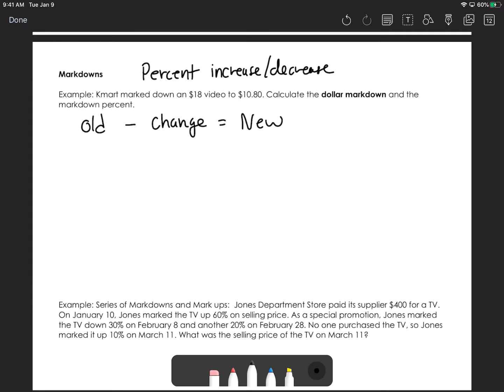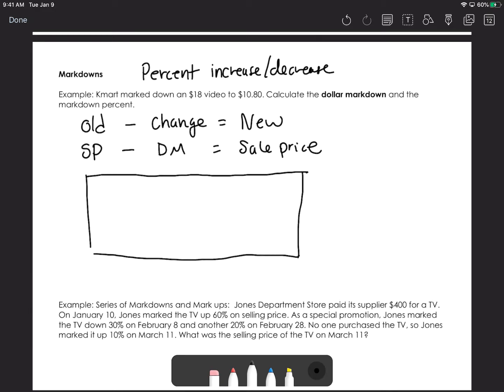When we're talking about markdowns, we're specifically talking about the selling price, then you subtract the dollar markdown, I'll label it DM, and then we would get the sale price. It's the same concept, just using different language. So let's make our chart where we have the amount and the percentage.